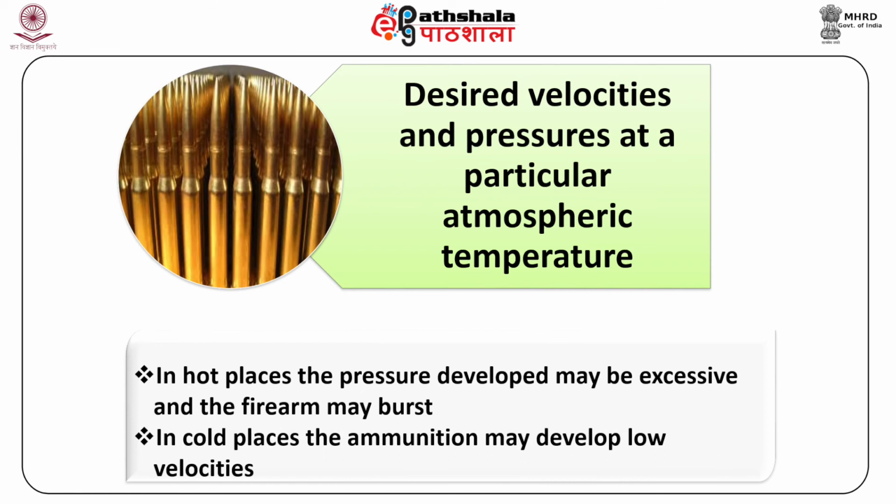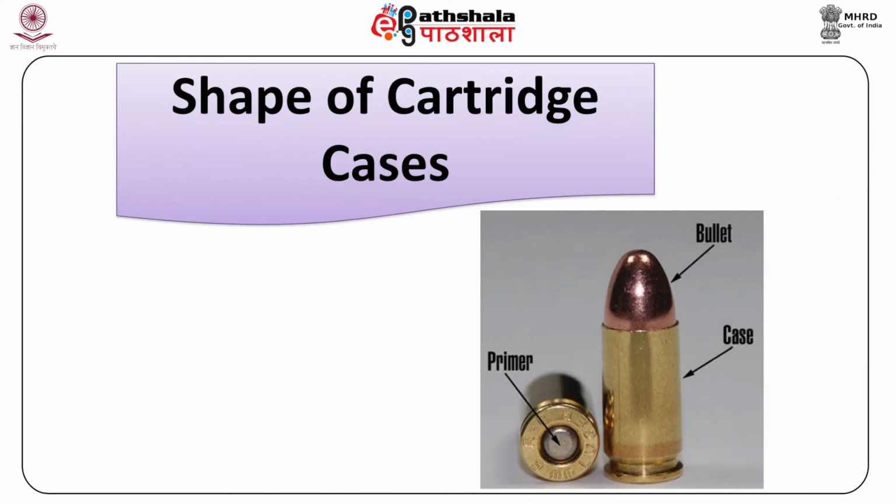Indian Ordnance factories manufacture most of their ammunition with a temperature tolerance of minus 52 degrees Celsius to plus 72 degrees Celsius. It has been found that the variation in the velocities because of the temperature is about 1 meter per second per degree centigrade. Next, we will learn about the shape of the cartridge case.